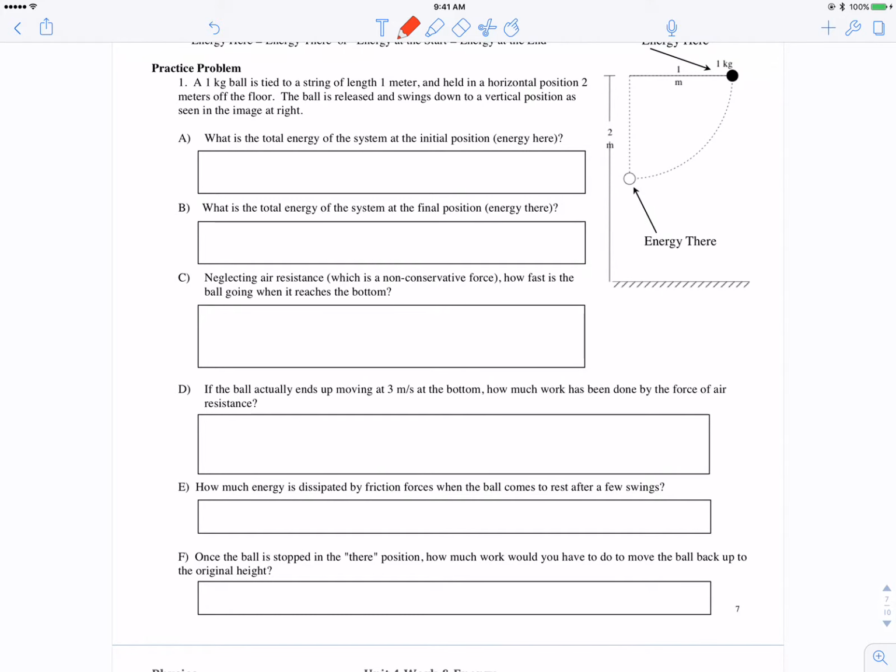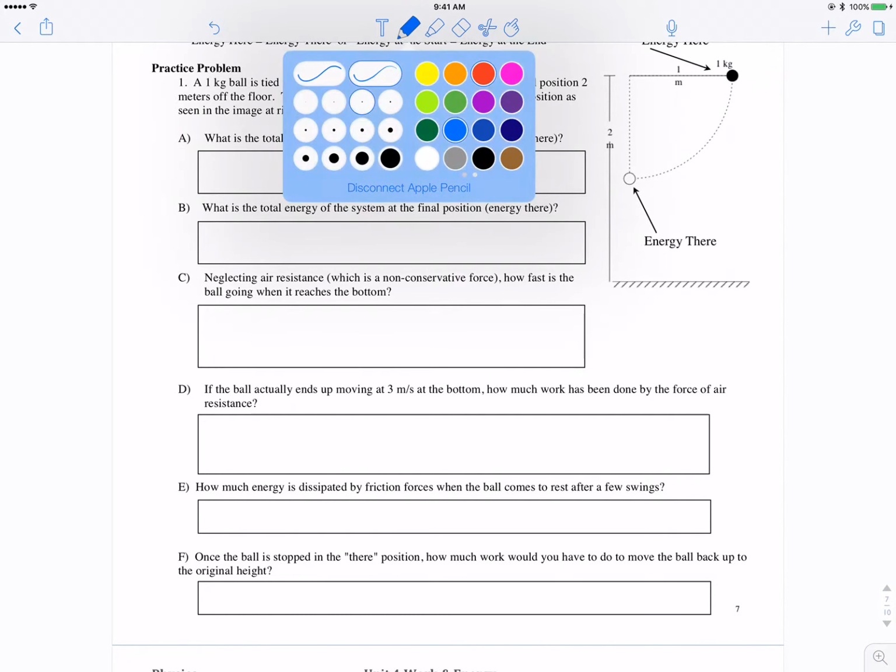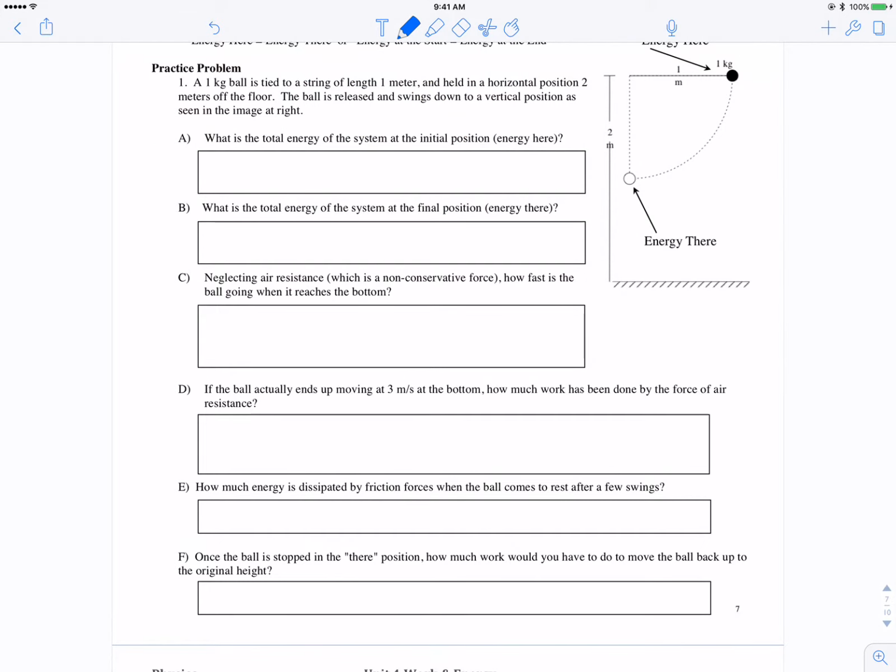Okay, so let's do these conservation of energy problems. The first step is to choose an arbitrary zero. For me, I'm going to make this the zero, which means that right here, 1 meter up, and the reason I know it's 1 meter is that this string has a radius of 1 meter. 1 meter up, this ball has mgh as well as 1/2 mv squared.